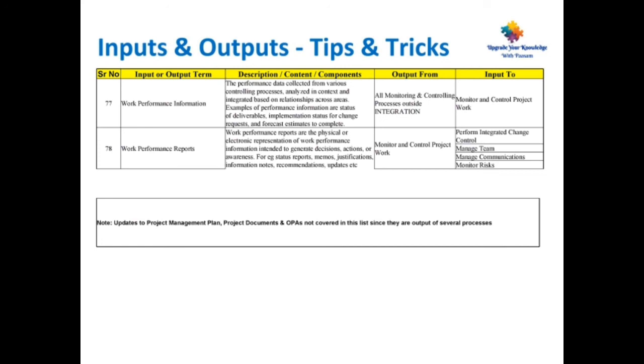Point number 78, work performance reports. Work performance reports are the physical or electronic representation of work performance information intended to generate decisions, actions, or awareness. For example, status reports, memos, justifications, information notes, recommendations, updates, etc. This is the output from monitor and control project work, and it goes as input to perform integrated change control, manage team, manage communications, and monitor risks.